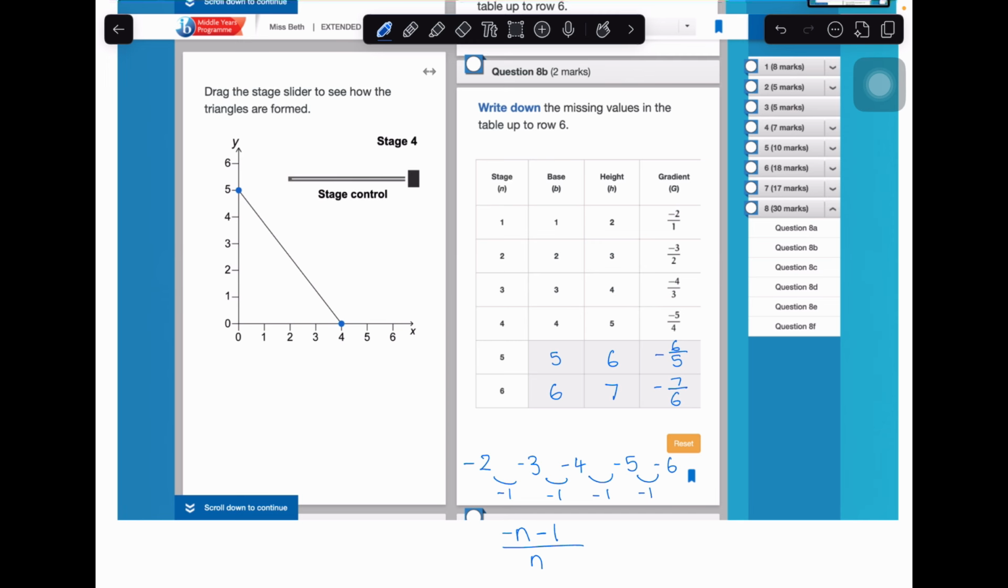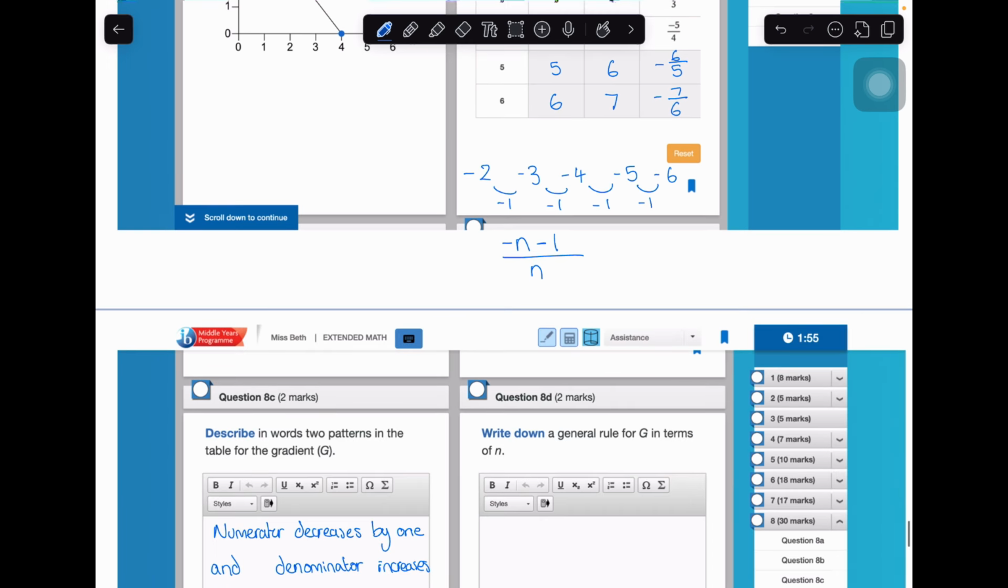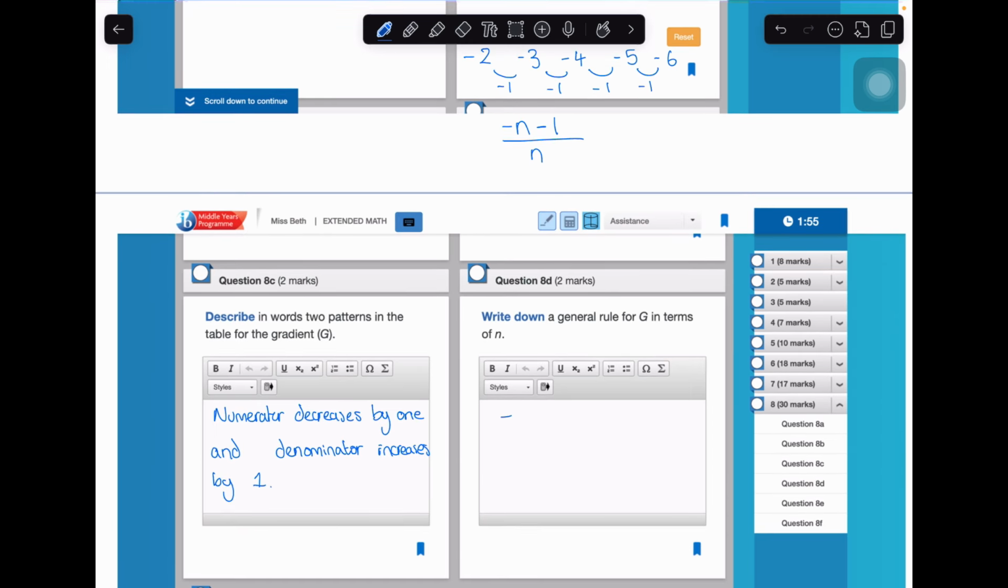Okay, so I would end up with (-n minus 1) over n. Okay, so you can simplify this and rewrite it in different ways. So you could, if you wanted to, take out the negative and have (n plus 1) over n. Like, it's the same thing. So either of those seen would get you the mark.